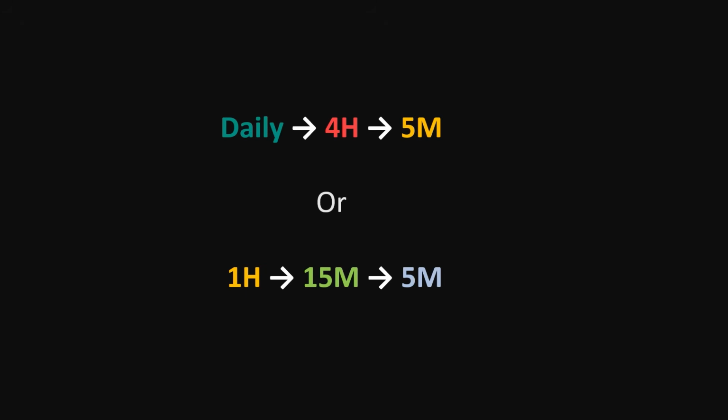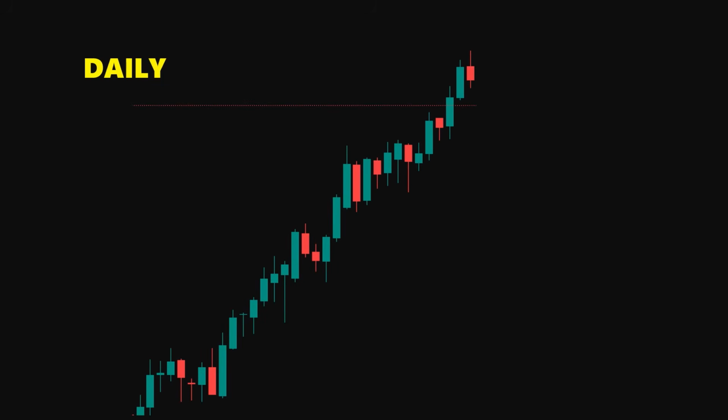But here's what doesn't work. You can't mix daily, 4 hour, 5-minute, or 1 hour, 15-minute and 5-minute, those combinations break the rhythm and throw off structural clarity. Let me give you a real example of why this matters. Let's say the daily time frame shows a bullish trend, and you've identified a clean FVG. Price starts retracing back into that area. Now if you zoom into the 5-minute chart, that retracement might look like a complete trend reversal.